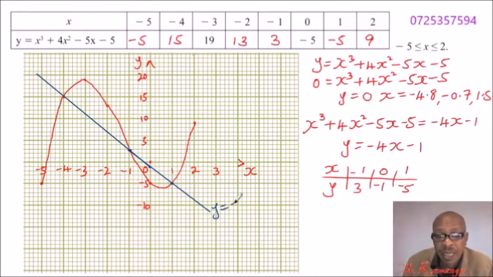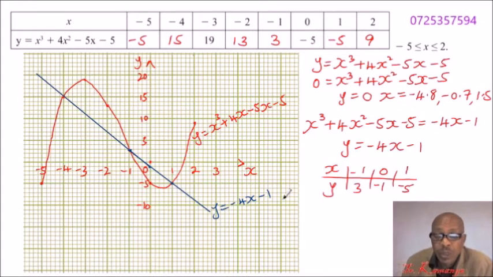Always remember that. So it is y equals minus 4x minus 1, and the other one is y equals x cubed plus 4x squared minus 5x minus 5. Very important, you label your graphs.